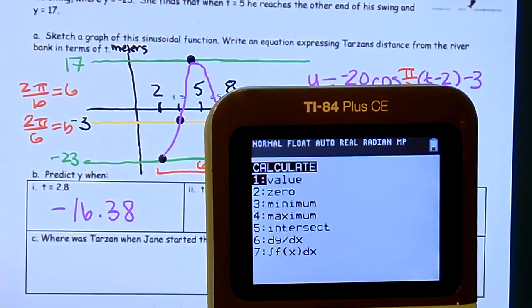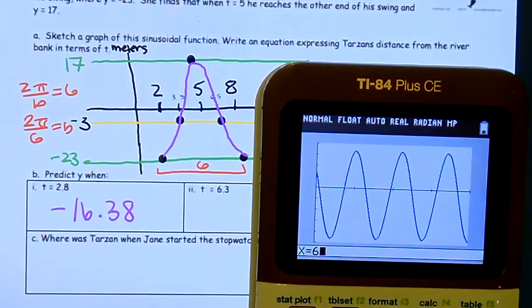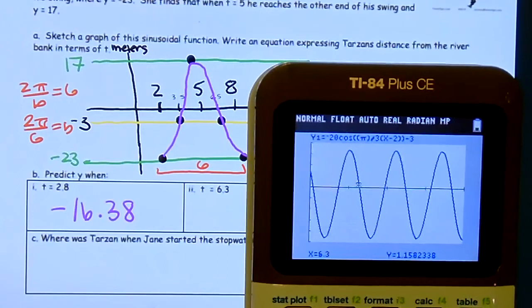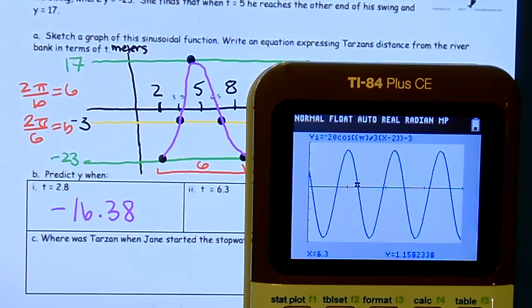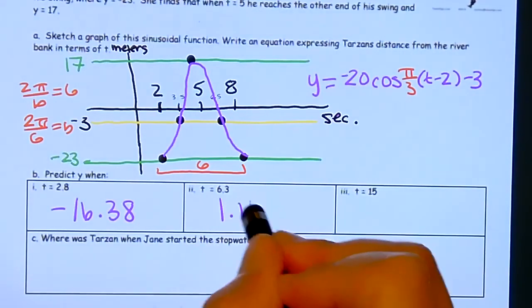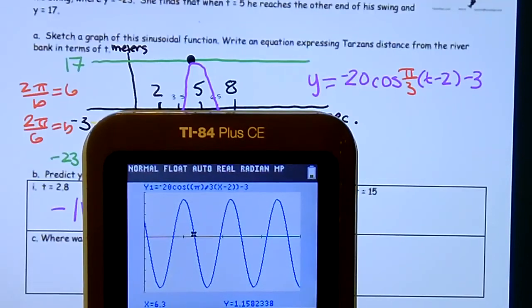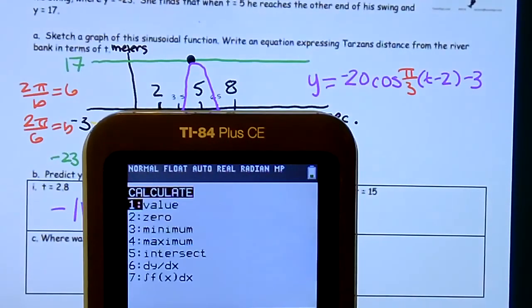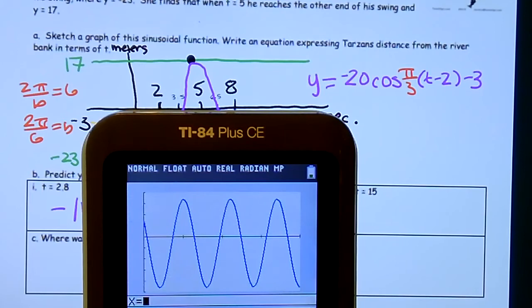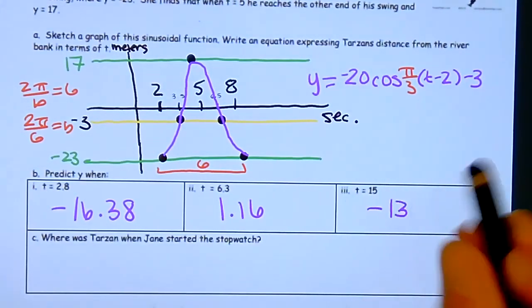Second and calc again, value, and this time I want a 6.3, and I get a 1.16 if we round. And then I'm going to put in a 15. And so I'm going to put in 15, and I get a negative 13. Okay, that one is a negative 13.